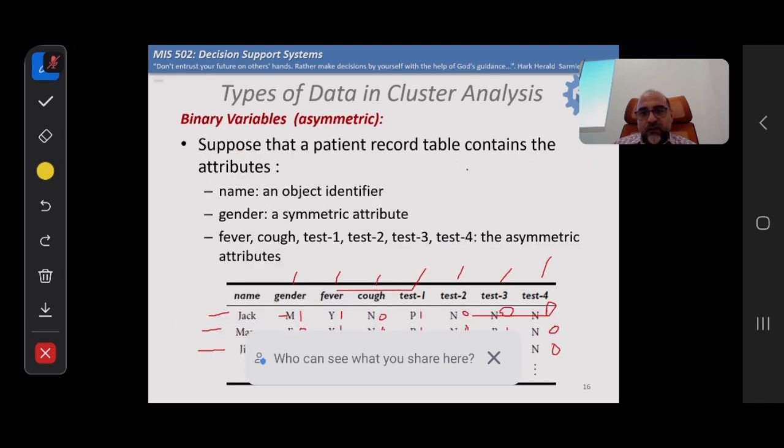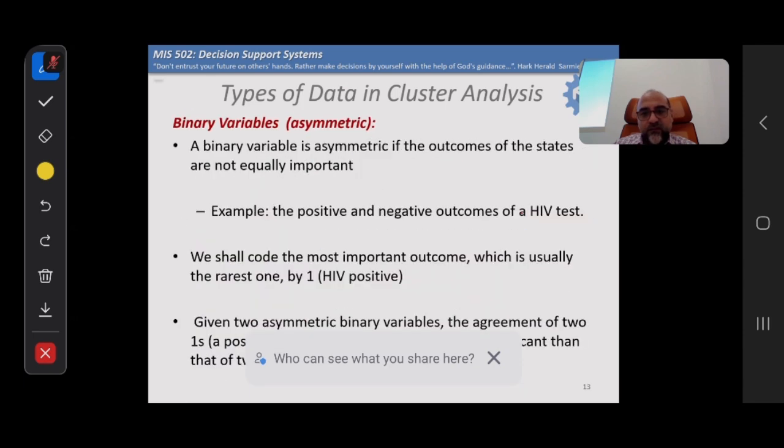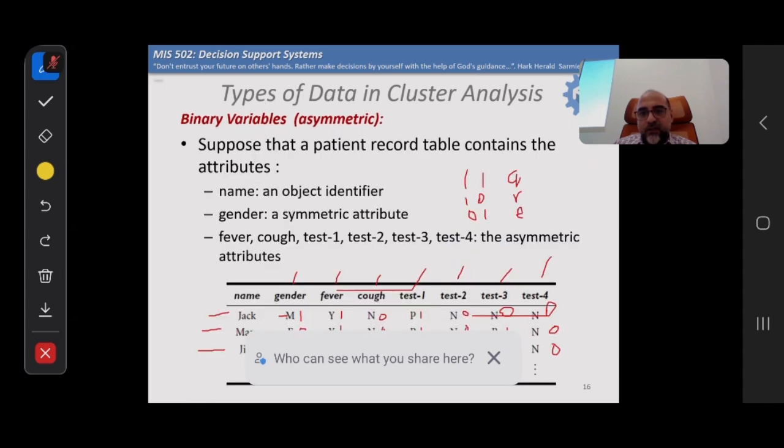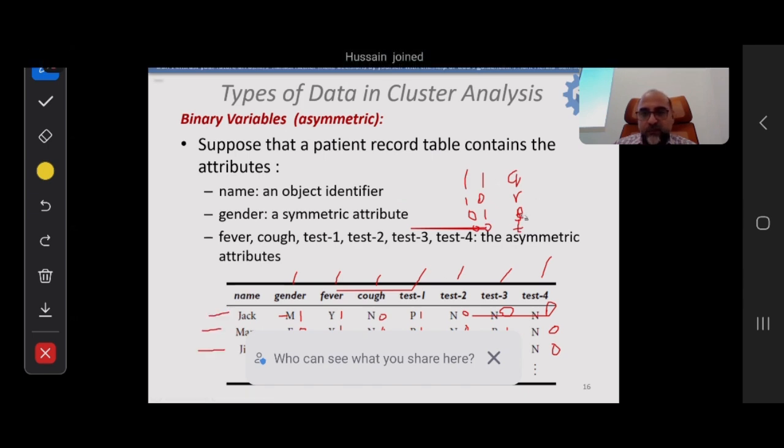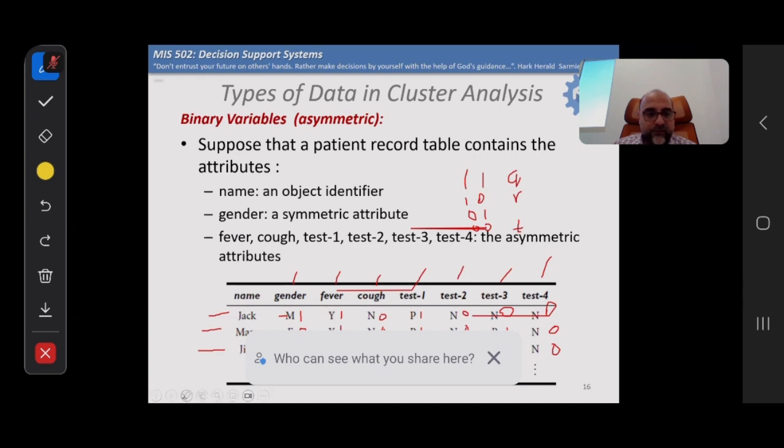Now, I told you before, let me just write here, Q, R, S, T. If 1 and 1 matches, the counter that goes up will be Q. If it is 1, 0, it will be R. If it is 0, 1, it is S, sorry, my bad. And 0, 0 is T. Let me delete this and write S again because it looks very dirty.